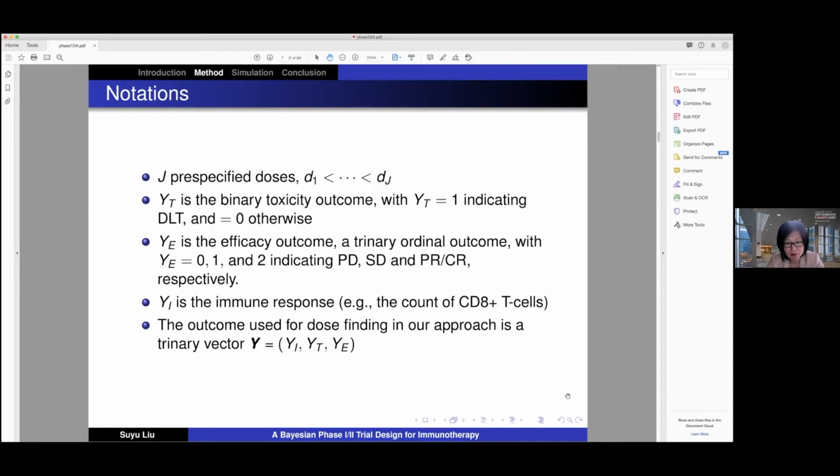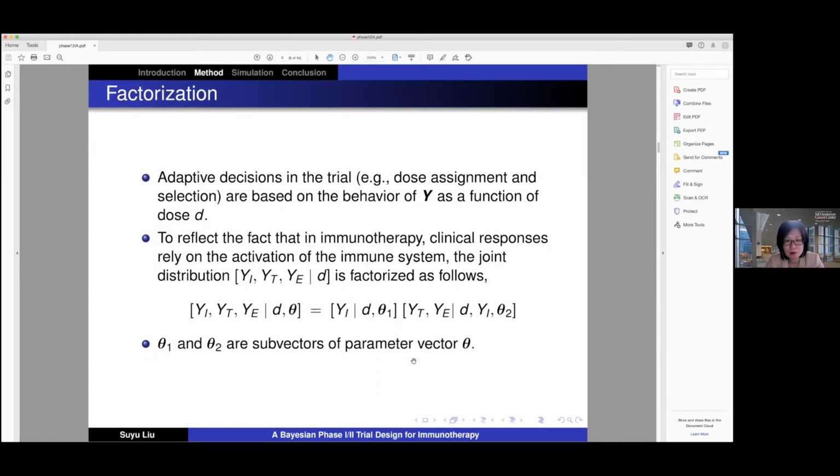For immunotherapy, we also consider immune response. Here we use YI, which is a continuous variable, that measures the count of CD8 T cells. Therefore, you can see the outcome used for dose finding in this study is a trinary vector, including immune response, toxicity outcome, and efficacy outcome. During the dose finding process, adaptive decisions in the trial are made based on the behavior of the outcome Y as a function of dose level D.